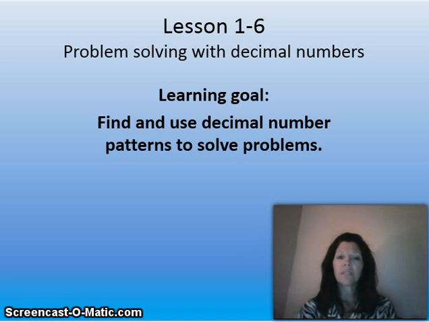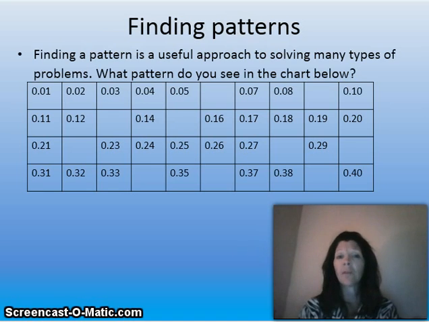Your learning goal for tonight is to find and use decimal number patterns to solve problems. Please take a minute, write that learning goal into your math journal, pause the video, and when you're ready, start it again. All right, no vocabulary for tonight because this is just the problem solving lesson for chapter 1. Once you're done with this, you're done with chapter 1. So good job on finishing the first chapter of your math book.